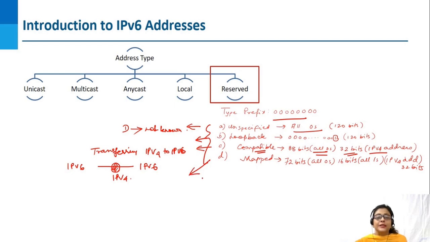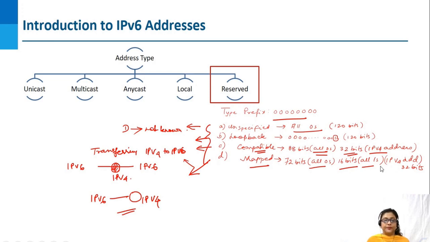The last one is the mapped address type. Here also it is used for transferring between IPv4 and IPv6, but in this case the node having IPv6 wants to connect to a node having IPv4. So this is called mapped, and the first 72 bits are all zeros, then 16 bits are all ones, followed by the 32-bit IPv4 address.